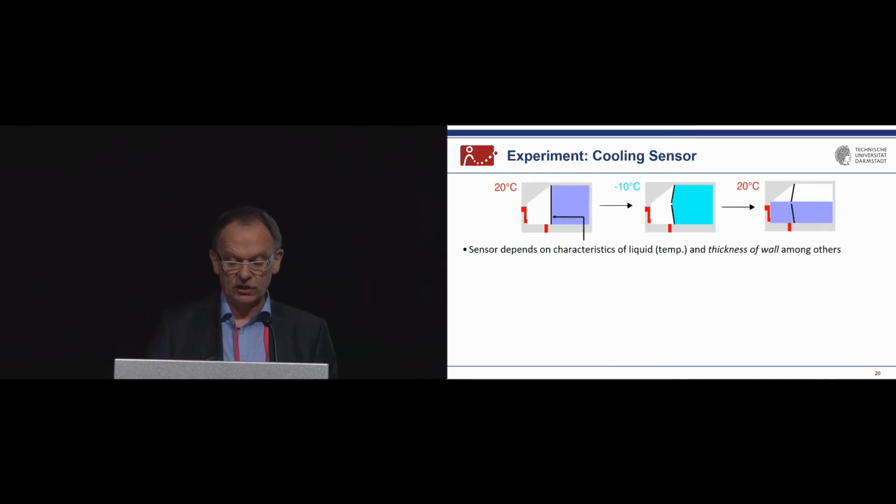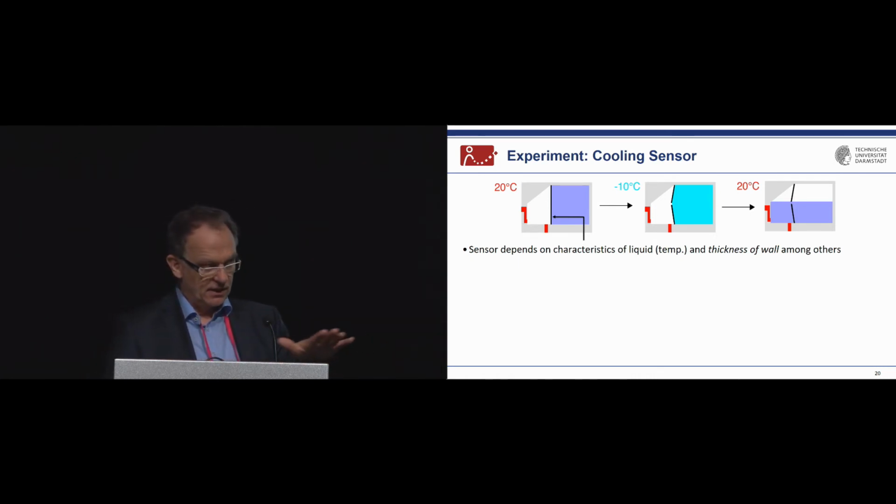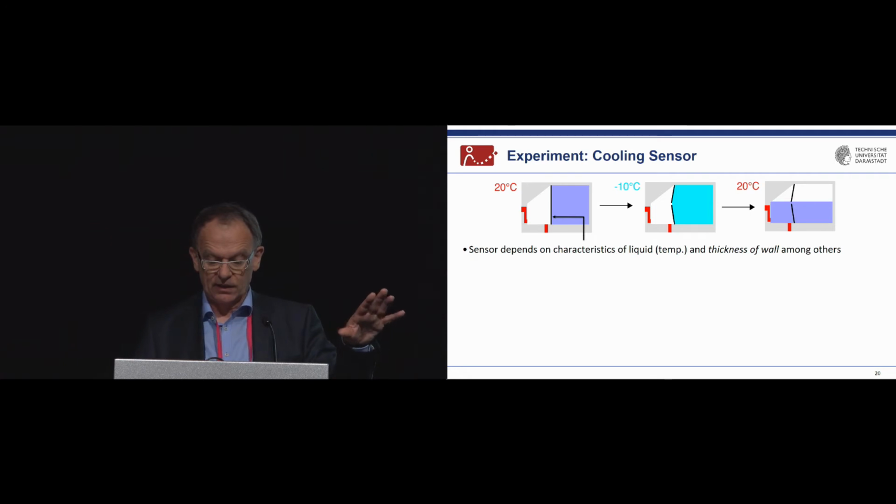Second example, for cooling. In this case, it's the low temperature threshold that is of interest. And in this case, you assemble a liquid that would freeze under a certain temperature, which is the threshold temperature, and that would break a wall and lead to the liquid flowing over to the other chamber once it's back under normal conditions and liquid again.